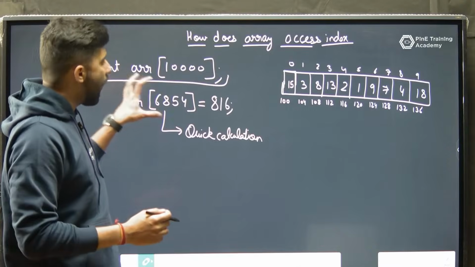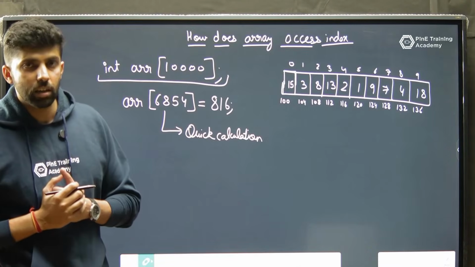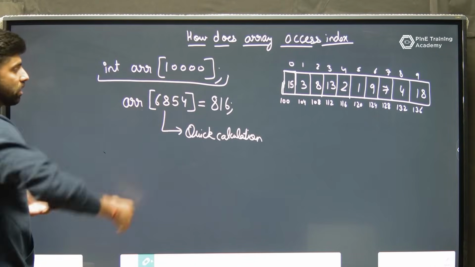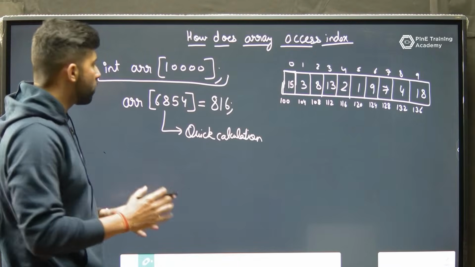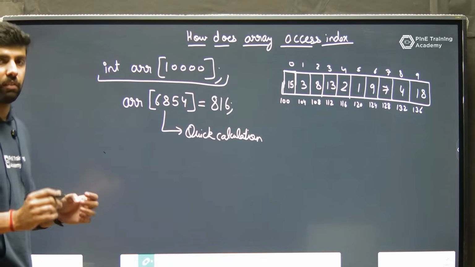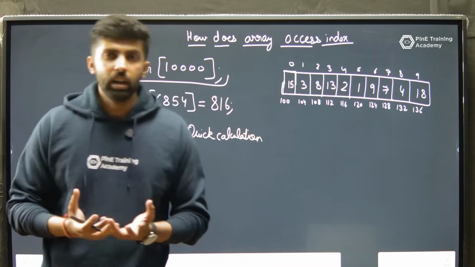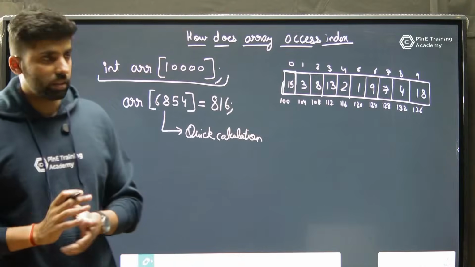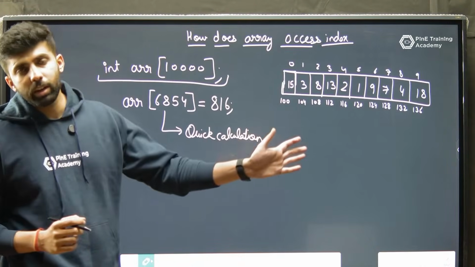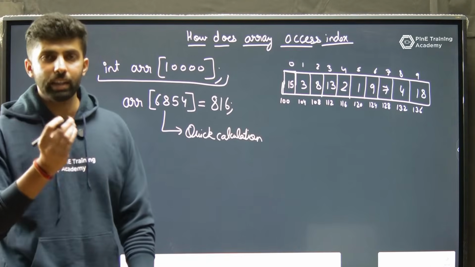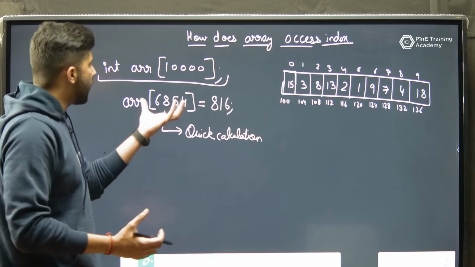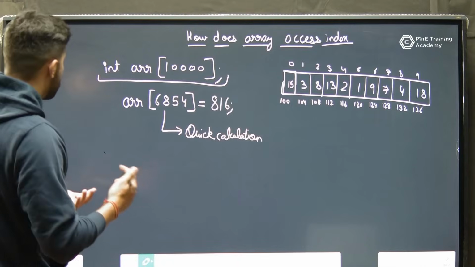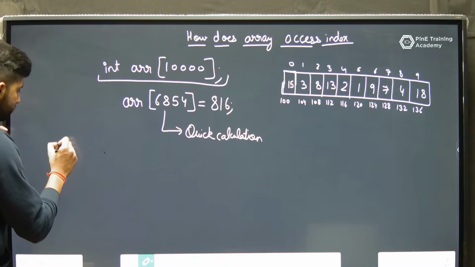And how does the array calculate the address of such a large index? For that, the array uses a very simple formula. We know that our computer is excellent at performing any type of calculation, right? It is very fast. So instead of jumping from index to index, it just performs a very simple calculation, and through that it is able to calculate the address of any index we ask. So what is that formula?